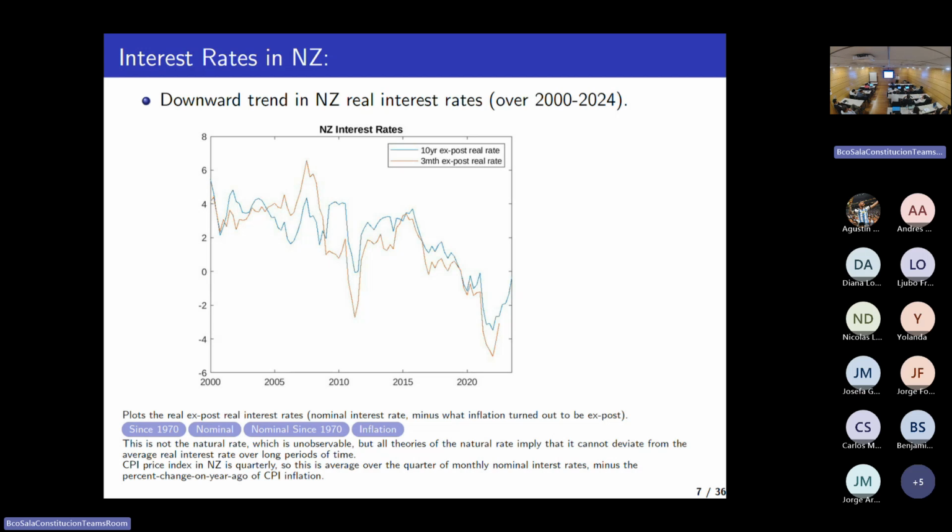Every theory of the natural rate of interest says that over longer periods of time, it has to be around the average of this, right? So for any theory of the natural rate of interest, I could plot various measures that RBNZ has of the natural rate of interest. They'd all have this downward trend. They differ a lot in the details of exactly where it is at any point in time, but they're all going to show this downward trend.